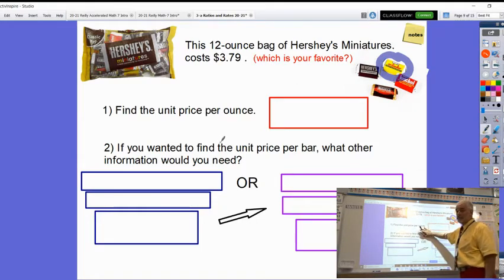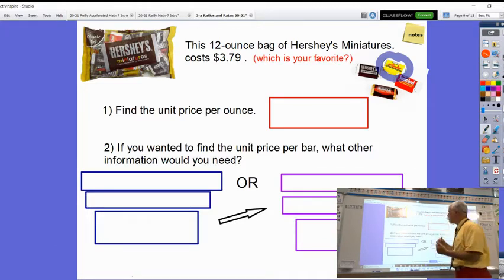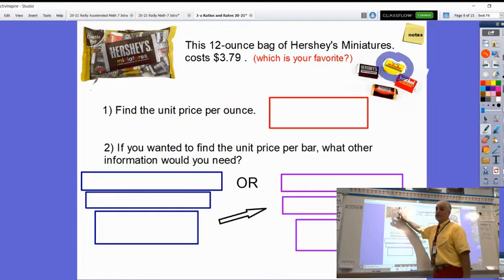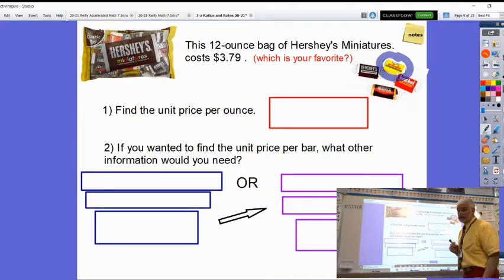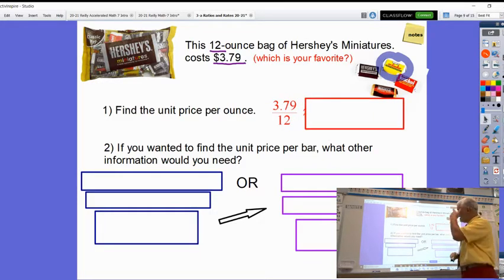So there's a different question. You can't just ask what's the unit price for this bag, because what's the unit? Is it how much per each bar, or how much per ounce, or how much per pound? So you have to specify a unit. Now, when you're comparing things, as long as you use the same units, then that comparison will work. This isn't a comparing question. This is just finding the unit price. So what is the unit price per ounce of chocolate in this bag? Well, it's a 12-ounce bag, and it costs $3.79. So dollars per ounce is going to be $3.79 divided by 12.